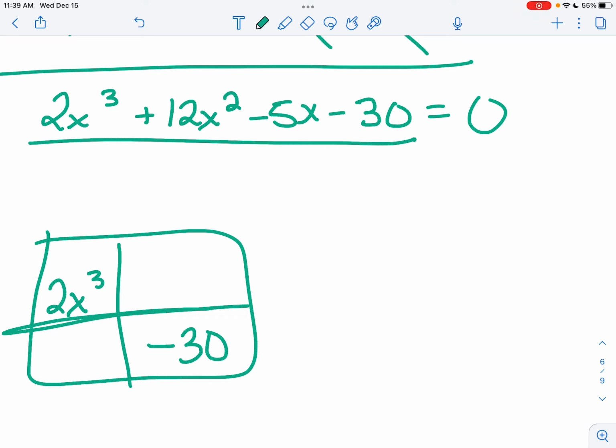What goes in the bottom right box? Negative 30. Okay, what goes in the other two boxes? Negative 5x and 12x squared.